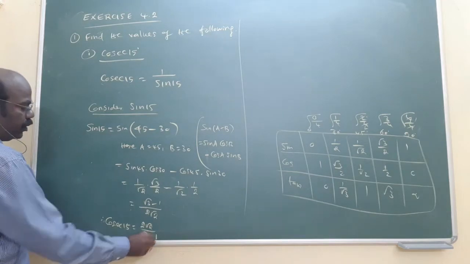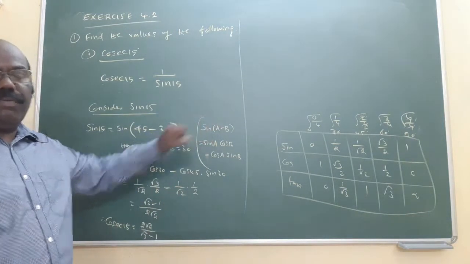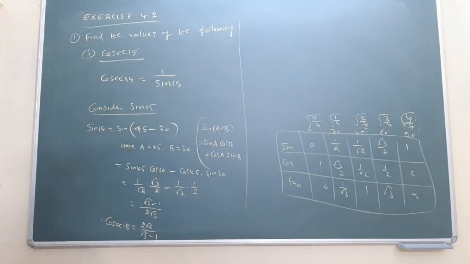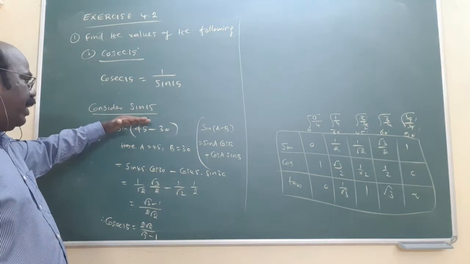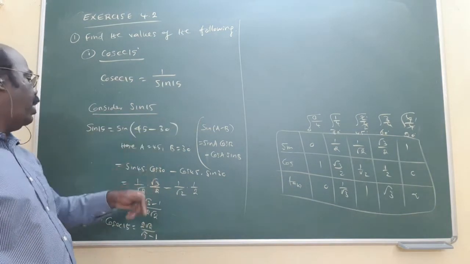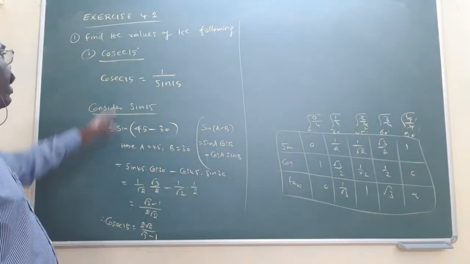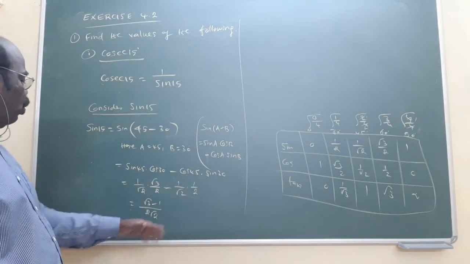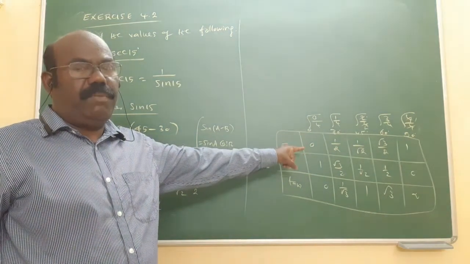That's all. By using this table and the trigonometry formula, which is very important, we get the answer. For cosecant 15, it is not possible to find directly. Cosecant is the reciprocal of sine, so I find sin 15 degree using the sin A minus B formula. After simplification, we get root 3 minus 1 by 2 root 2. Therefore, for cosecant 15, the reciprocal is 2 root 2 by root 3 minus 1. This is the answer.